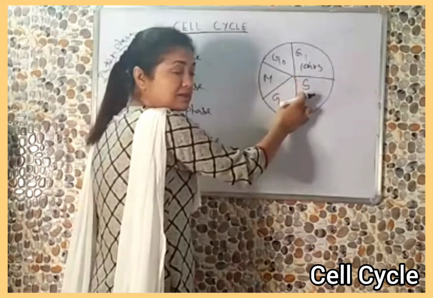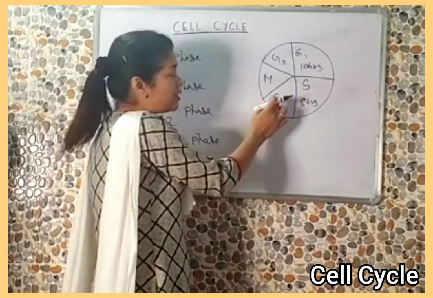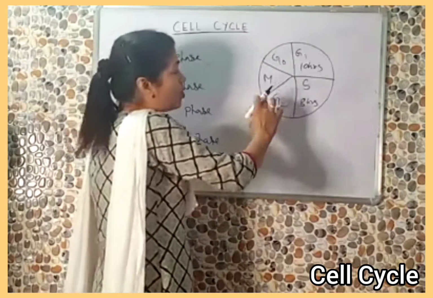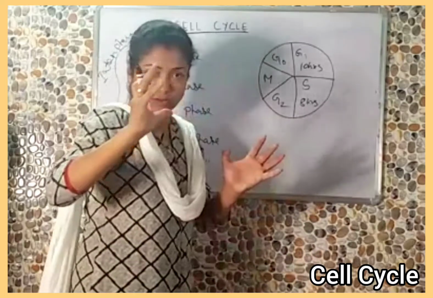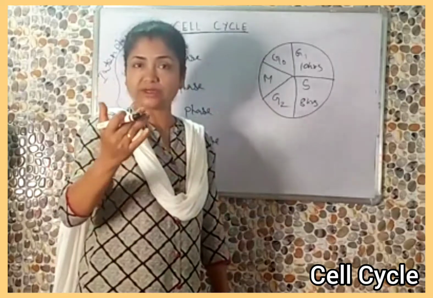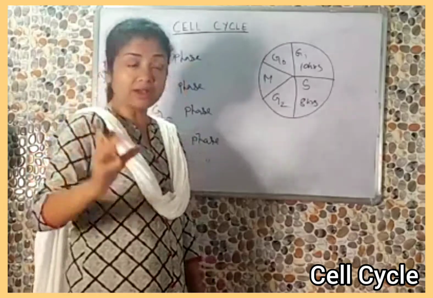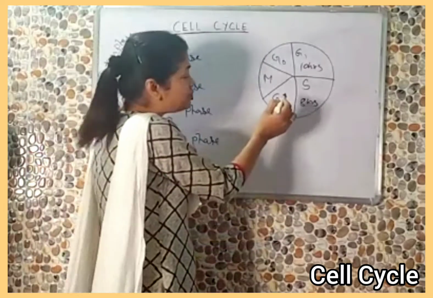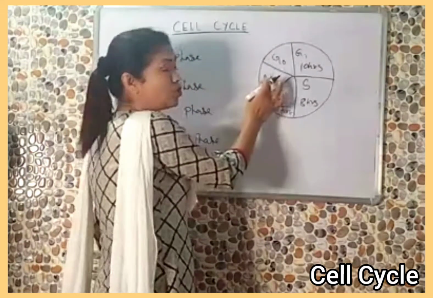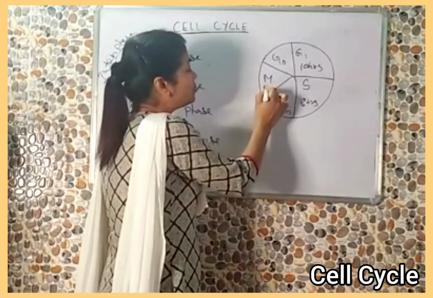S phase continues for 8 hours and it is followed by G2 phase, which consists of synthesis of all the cellular organelles like mitochondria, Golgi body, endoplasmic reticulum, lysosome. All the cellular organelles become double in the G2 phase, and G2 phase continues 5 hours. G2 phase is followed by M phase or mitotic phase, which continues for 1 hour.